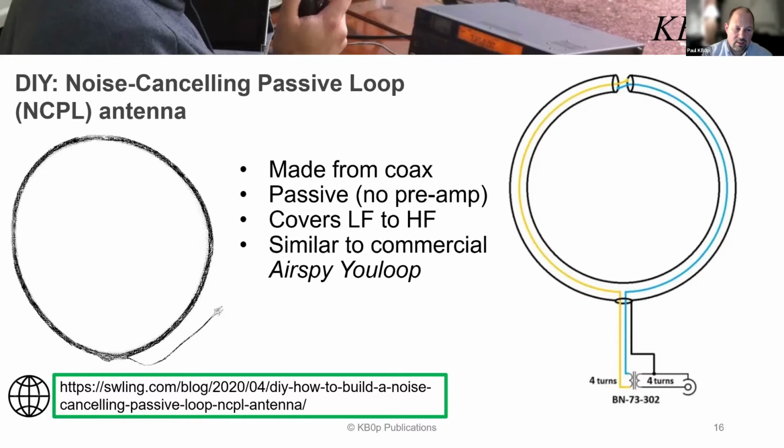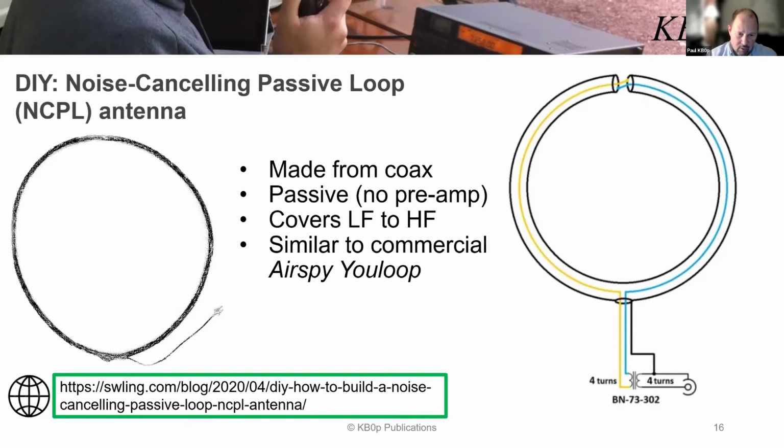And this antenna is actually designed around and is similar to the commercial AirSpy U-loop, but you can build it yourself. And how do you build it? It's just a piece of coax and a balun. So you'd have to wind this balun.